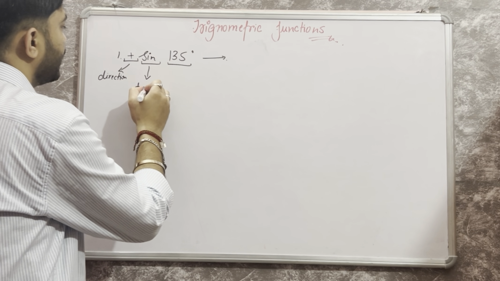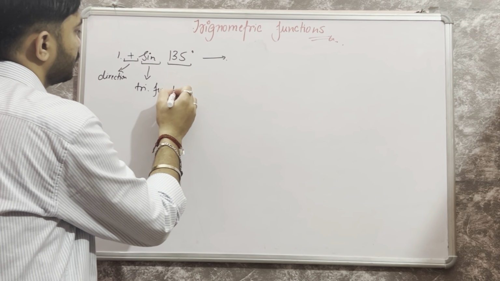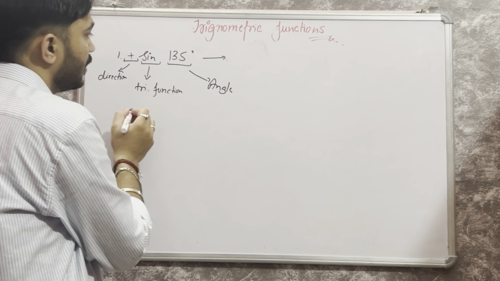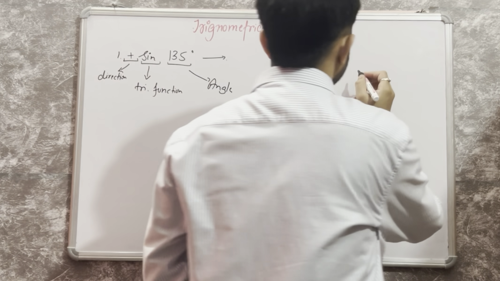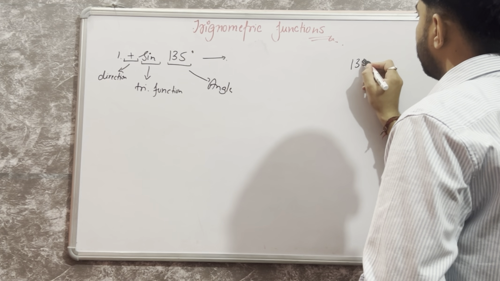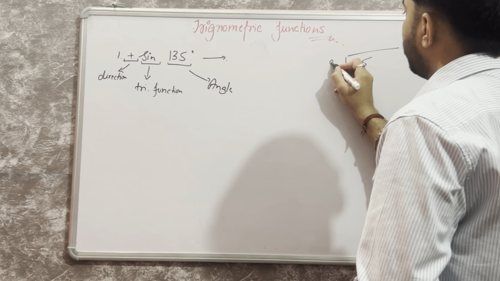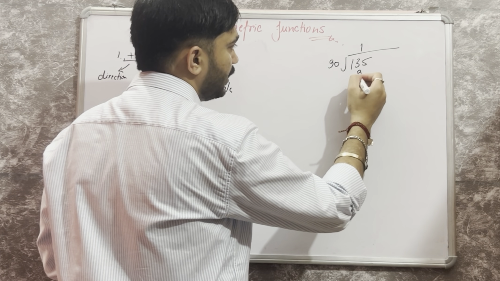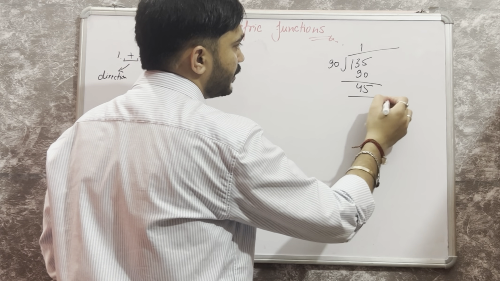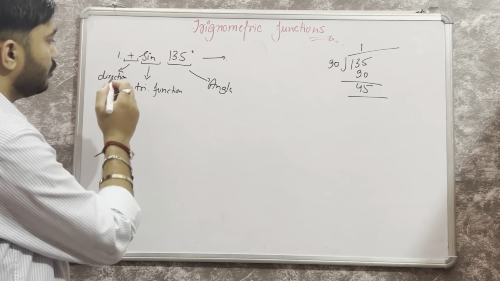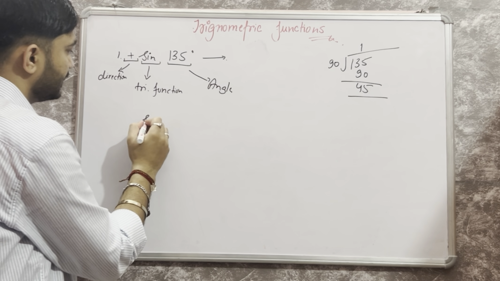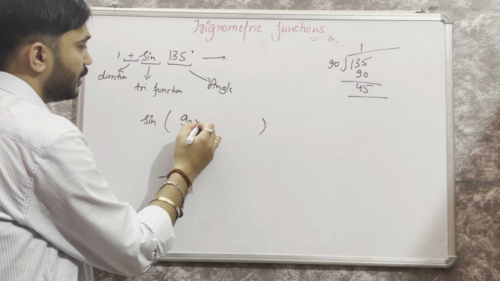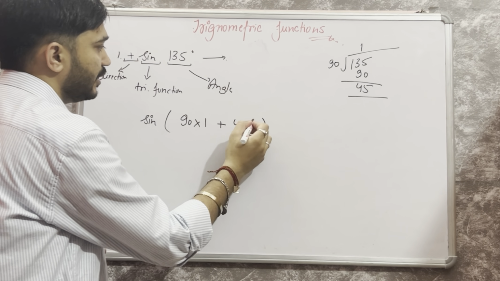This is the trigonometric function and this is the angle. So firstly you are going to take the angle. Here the angle is 135 degree and divide that angle by 90. If you divide this by 90, 90 ones are 90 and you will get the remainder 45 here. So you are going to represent this as sine of bracket 90 multiplied by 1 plus 45 degree.